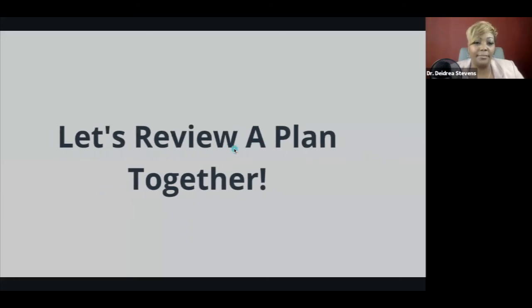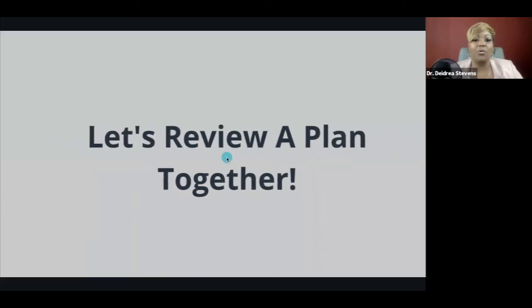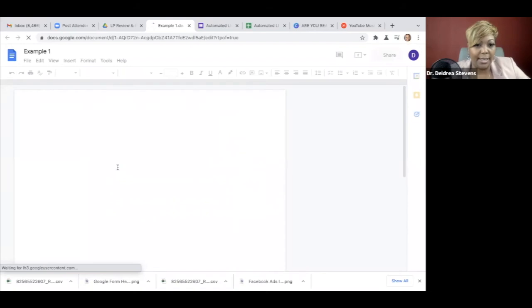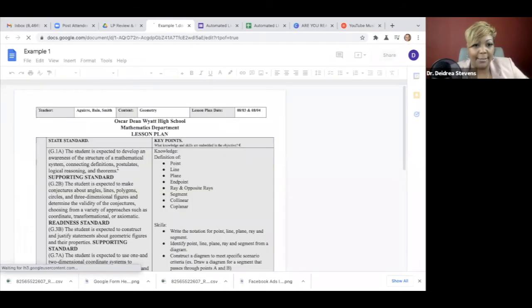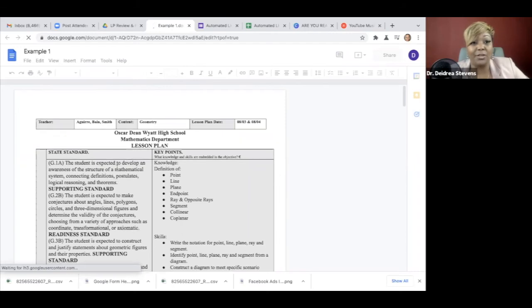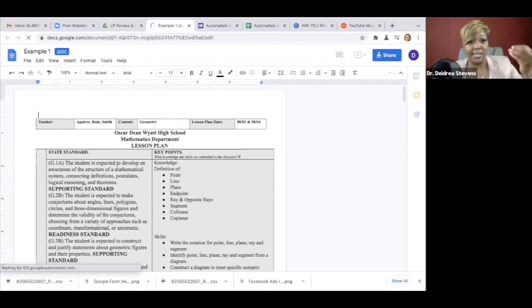So let's review a plan. Let's review one together. I have one that we're going to review together. Example 1 is a lesson plan for a team. So what I did with my professional learning communities, and some people have issues with this, I don't know why. It makes it easier for you. If you have a PLC or PLCs, if you have your PLCs organized, like all your 6th grade math teachers, all your 7th grade math teachers, they're organized, okay?